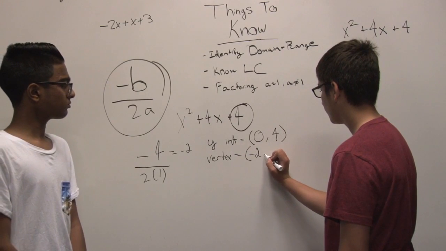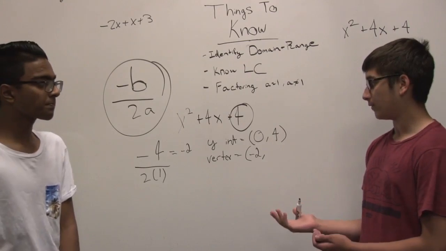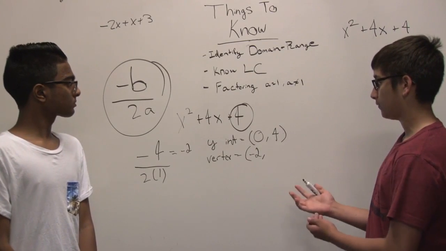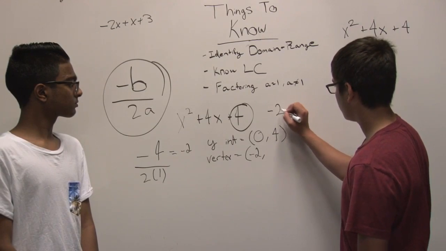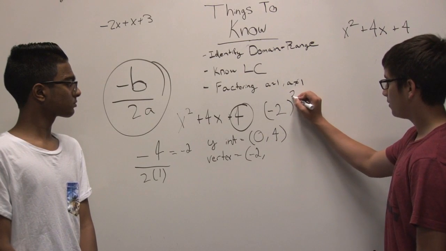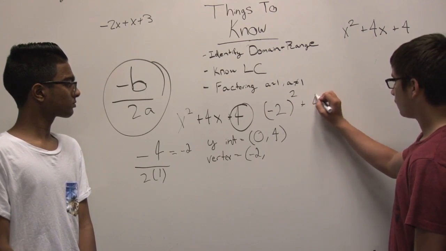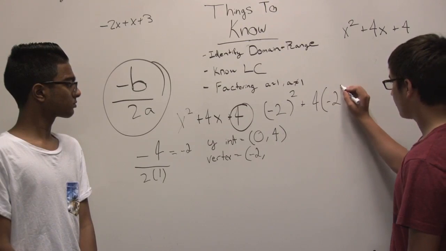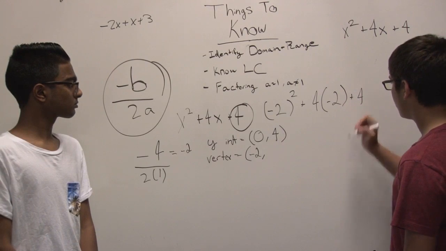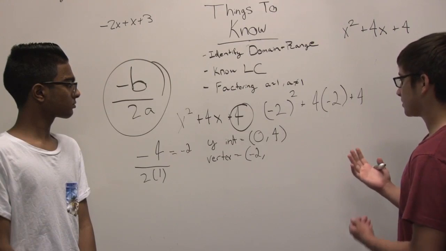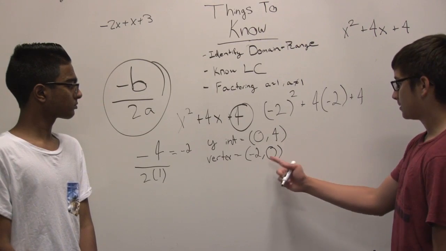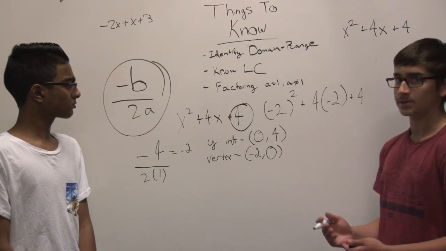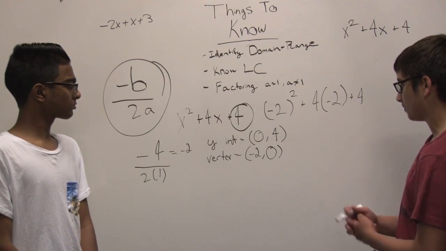at negative 2. And to get the corresponding y value, we can simply plug negative 2 back into the equation. So we see here negative 2 squared plus 4 times negative 2 plus 4. And right off the bat, I can tell that this is equivalent to 0. So our y value for our vertex is 0. Therefore, our vertex is located at negative 2, 0.